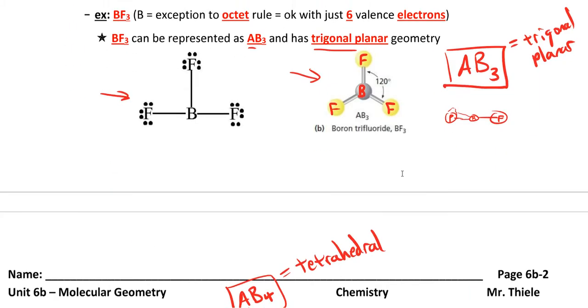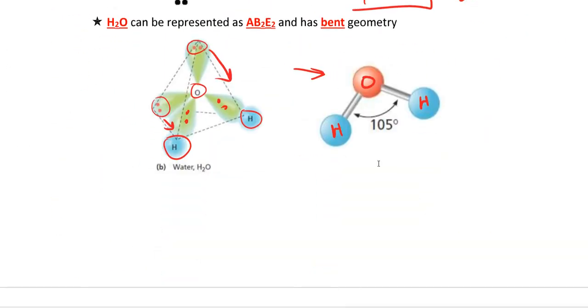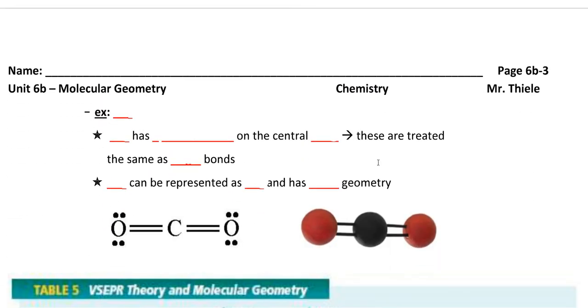All right? Okay. And moving on to the last page, just a little bit here, and then this will be it for your notes for the rest of this short little unit. Example, we have carbon dioxide. So carbon dioxide has 2 double bonds on the central atom. These are treated the same as single bonds for the sake of molecular geometry. So let's do the code here.